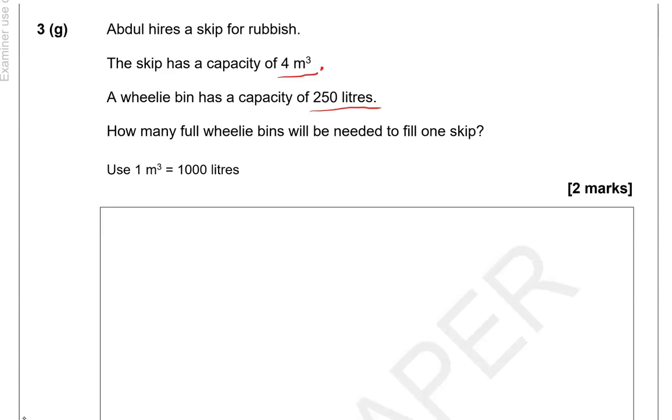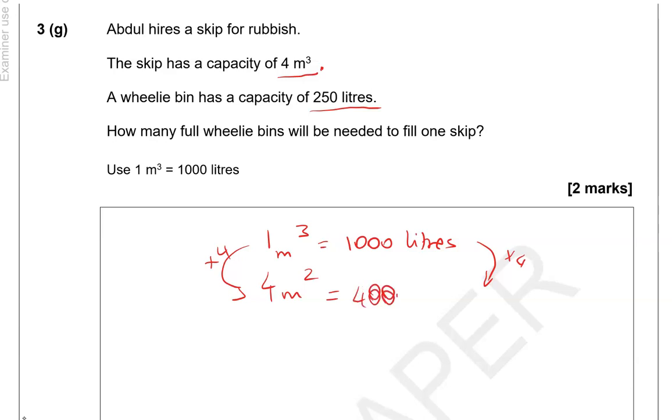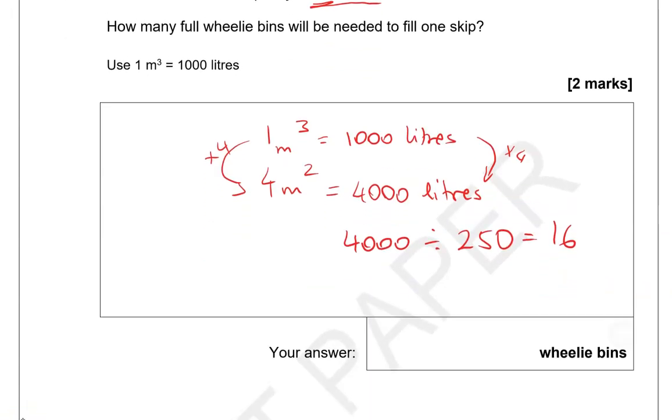So if 1 cubic meter is equal to 1000 liters, what about 4 cubic meters? So we're going to multiply by 4. So 4 times 1000 gives us 4000. So 4000 now, divided by the 250, gives us 16. So 16 full wheelie bins.